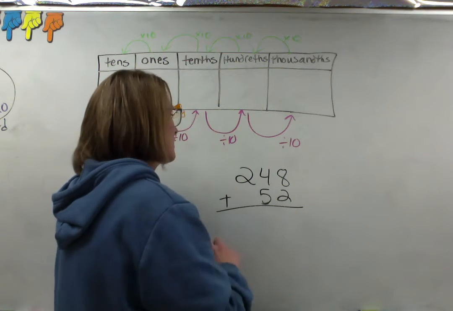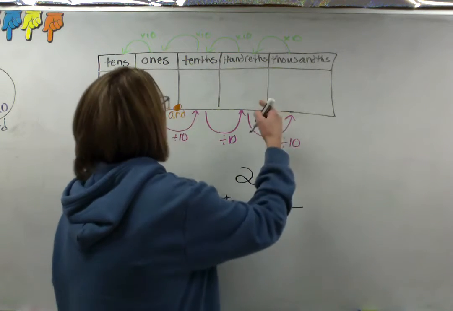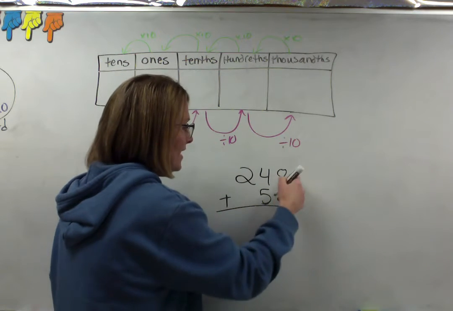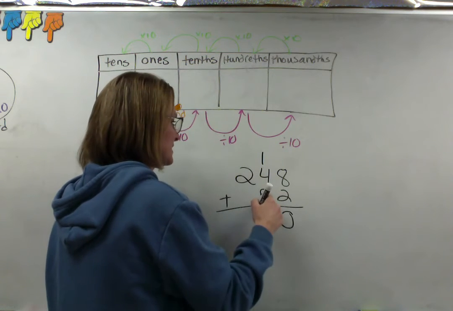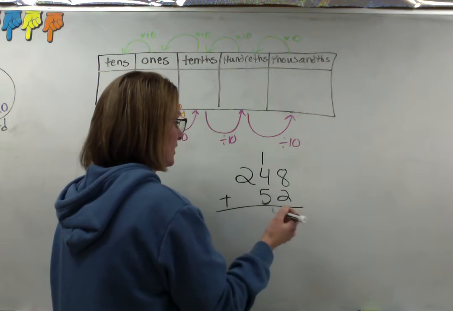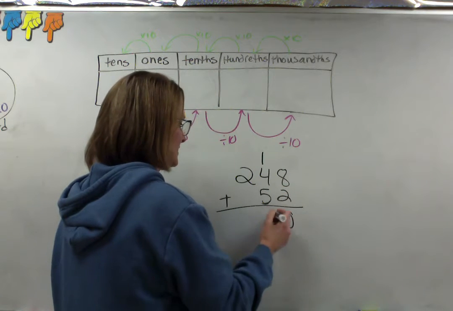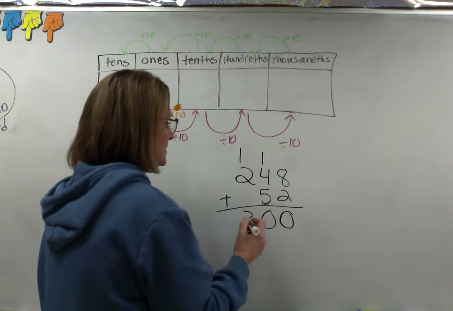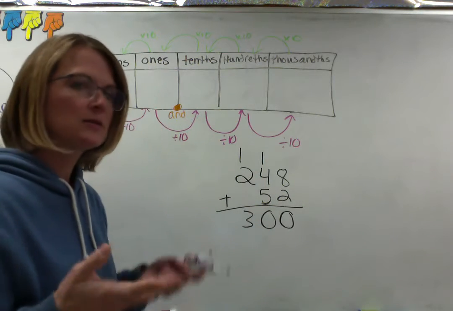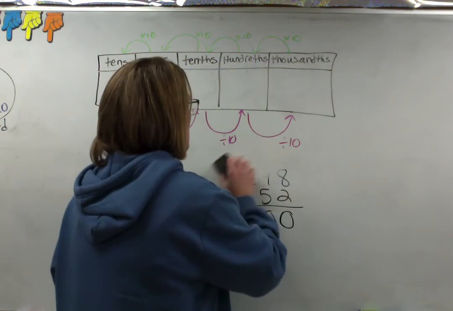And then we add, right? So we have 8 and 2 is 10. Well, because 10 ones is 10, we have to carry the 10 over to the tens place. 5 and 4 is 9 plus 1 is 10 again, so we have 10 tens, so we've got to carry that over to the hundreds place. So 2 and 1 is 3, so we have 300. Okay, so basic, we get that.